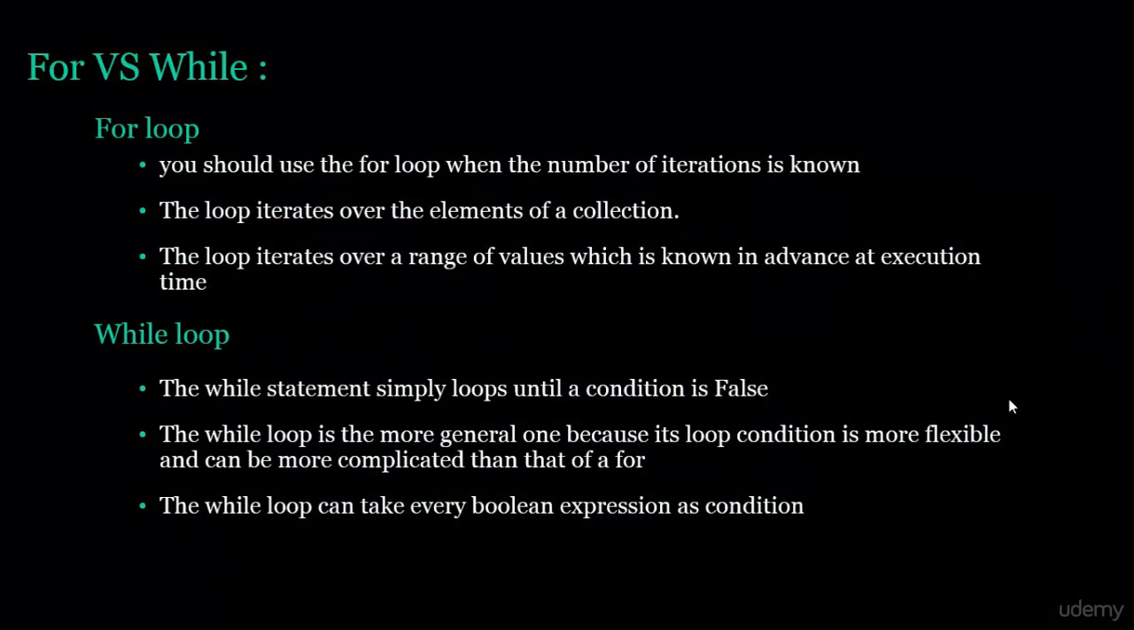You should use the for loop when the number of iterations is known. The loop iterates over the elements of a collection, or over a range of values which is known in advance at execution time. Remember, we use the for loop when we already know the number of iterations.